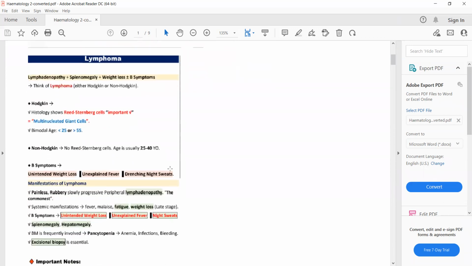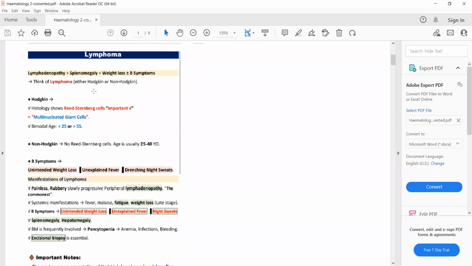So how can a patient with lymphoma present to you? Lymphadenopathy plus splenomegaly plus weight loss plus B symptoms. What are B symptoms? B symptoms are unintended weight loss, unexplained fever, and night sweats. So lymphadenopathy with splenomegaly, with weight loss, unexplained fever, and night sweats, you will suspect lymphoma.